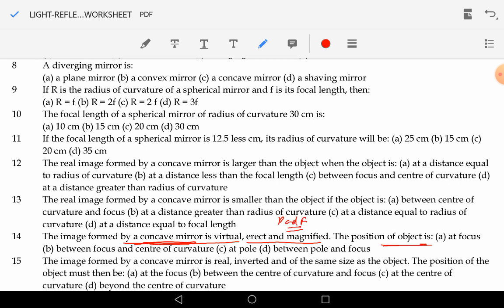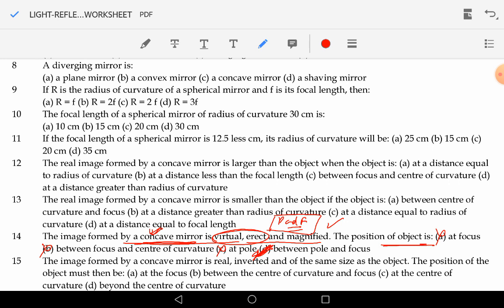The position of the object is at focus, no. Between focus and center of curvature, not at all. At the pole, you cannot keep any object at the pole because the pole is a part of the mirror. It's the center of the reflecting surface of a mirror. And between pole and focus, so yes, absolutely that is it. And you know, even if you read this one for a concave mirror, virtual and erect, it means between P and F. Okay, so that is a very easy one.